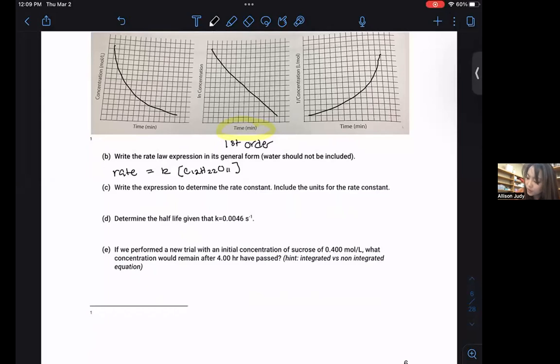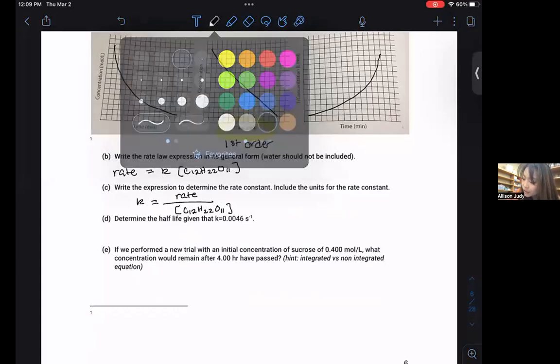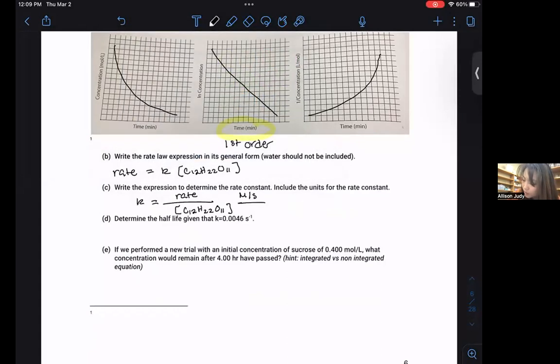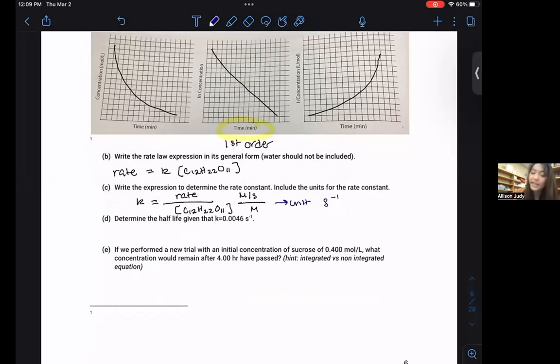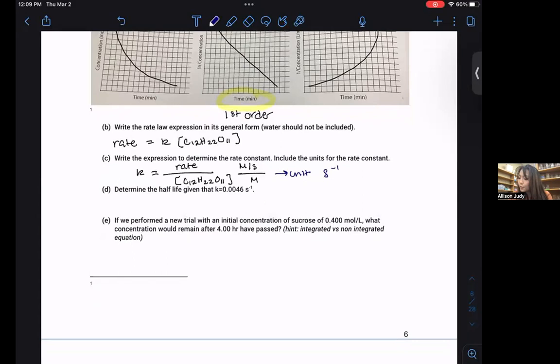For the units of the rate constant, we would manipulate the equation and say that k is rate divided by the concentration of C12H22O11. The rate value would be molarity per second, all over molarity. So what would our rate constant units be? That would make it a unit of seconds to the -1, or 1 over seconds. Now, we determine the half-life, given that k is equal to 0.0046 s to the -1. Half-life is a very special type of integrated first order reaction, and what you would want to look at is the AP equation sheet.